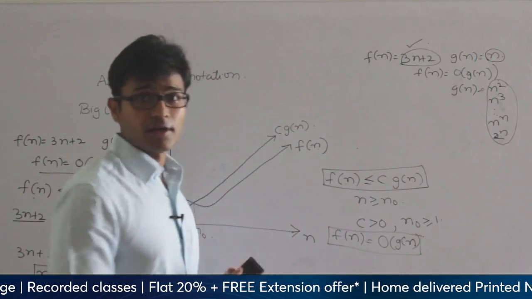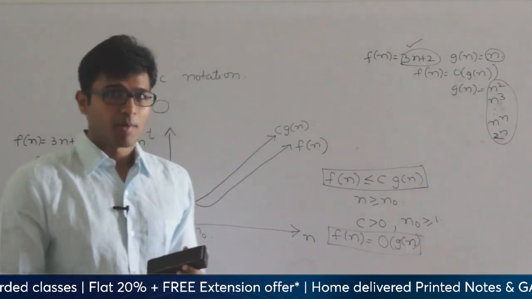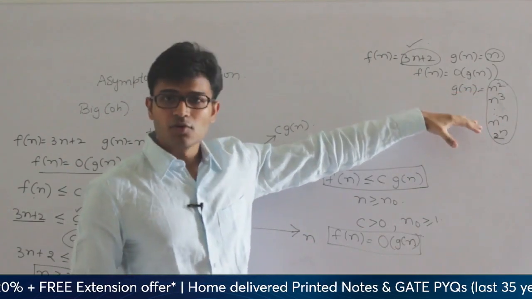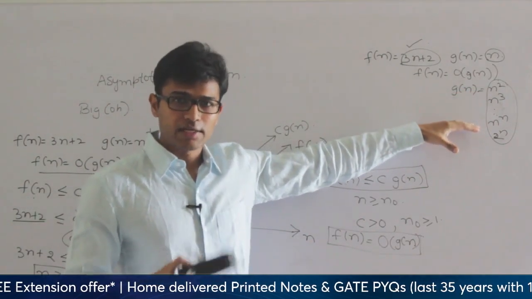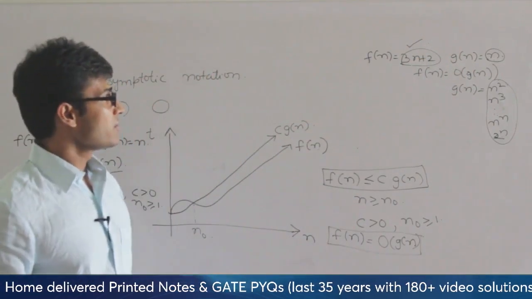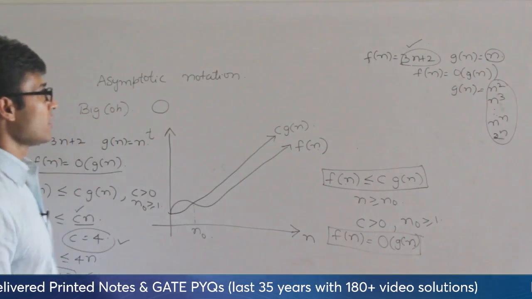But we have to keep in mind that big O is always an upper bound. Definitely, any of these answers is right, but always go for the least upper bound or the tightest bound. Here the tightest bound is n, right? Any of the answers is fine, but go for n.